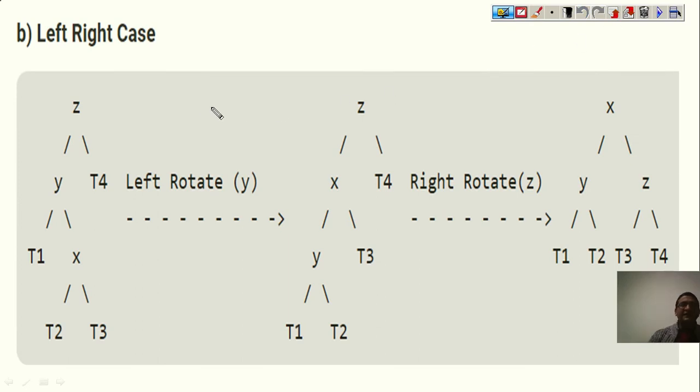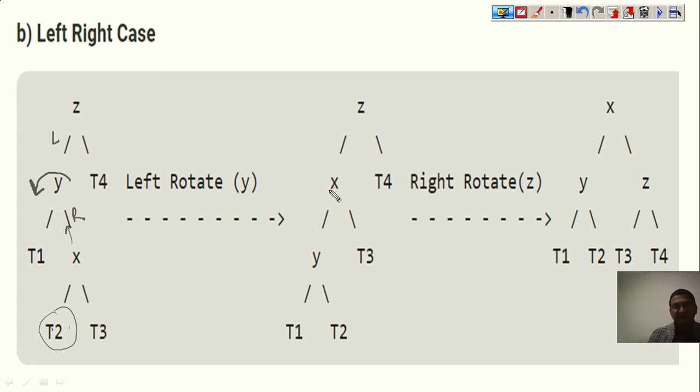Now the left-right case. Left-right case means this is the left child of Z, and this is the right child of Y. What is required here is that you need to perform the left rotation at Y. So first you will do the left rotation here, this is your first step. When you do the left rotation here, this will come down, this will move up, and this becomes the left child of X, and this becomes the left child of Y. So when you make a rotation, this comes down, and the left child of X becomes the right child of Y. So T2, the right-left child, becomes the right child of Y when you do the rotation.